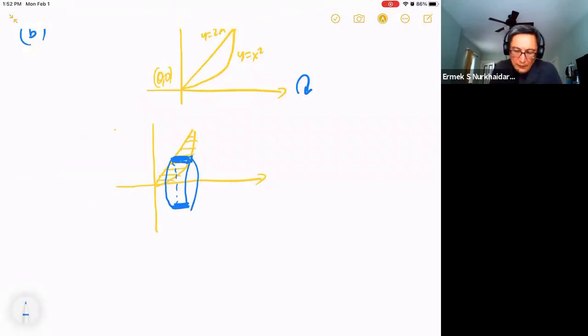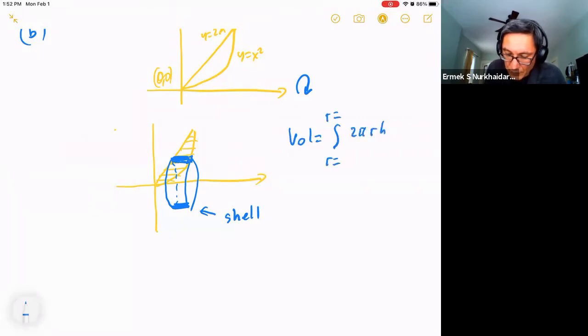Okay, and that's going to be a shell. Then the total volume is going to be equal to the integral from r = something to r = something of 2 pi r h. So, as in the previous case, all you have to do is figure out what the limits of r are, what r is, and what h is.